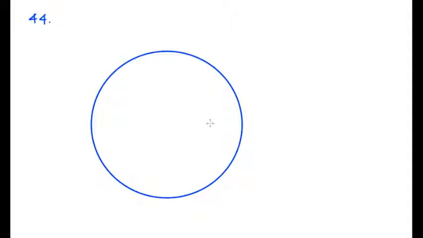I believe we have one more simplifying problem left. The area of a pool is 5x squared y to the fourth pi square meters. So we have a circular pool here, and the area inside this pool is 5x squared y to the fourth pi square meters. What is the radius? Okay.